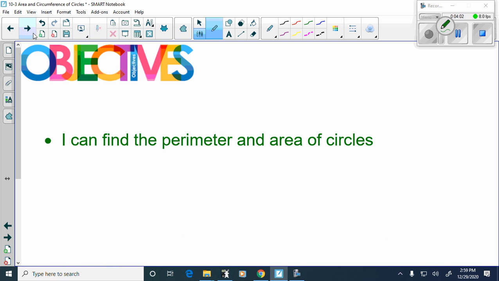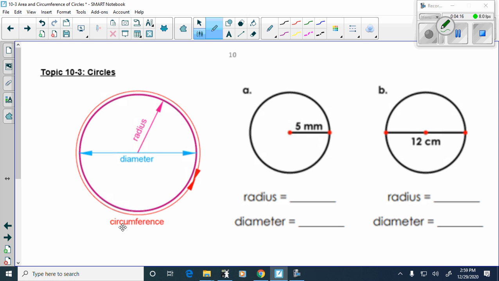So now we're going to talk about circles. This is day 3, topic 3 in this unit. It's on page 10 if you flip back in your book. And when we talk about perimeter of a circle, we have a different word for it. We actually call that the circumference. So perimeter of a circle is circumference.